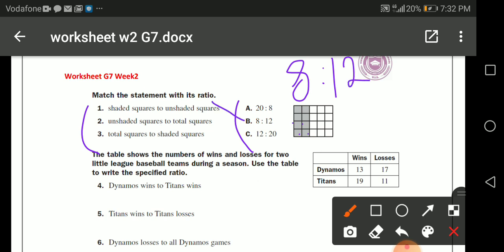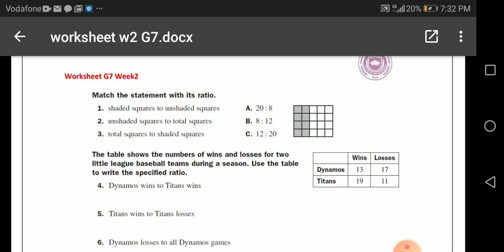So the first one, can you see it? One with B, and so on. And if he asks me about the unshaded to the total, which is 12 to the total, the total is 12 plus 8, which gives me 20. It's easy as a piece of cake. Okay, let's complete here.